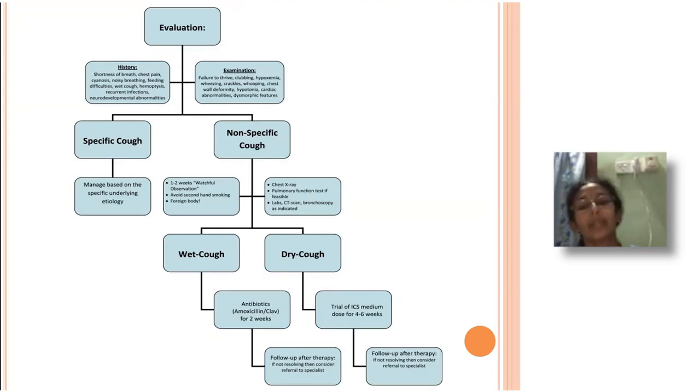So this is a summary of the management. If there is a specific cause, we manage the specific cause accordingly. If there is no specific cause, watchful observation, avoid smoking, and think about chest X-ray and pulmonary function test. If the history is suggestive of a dry cough, we can trial a corticosteroid. If it is a wet cough, we can think about an antibiotic, and all the kids should be followed up to see whether they have responded.